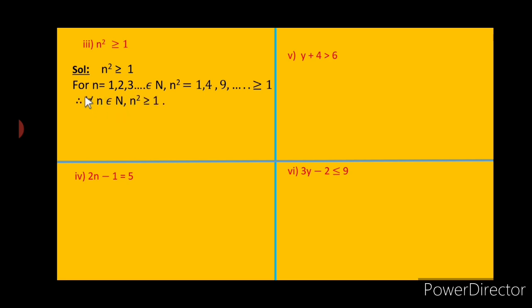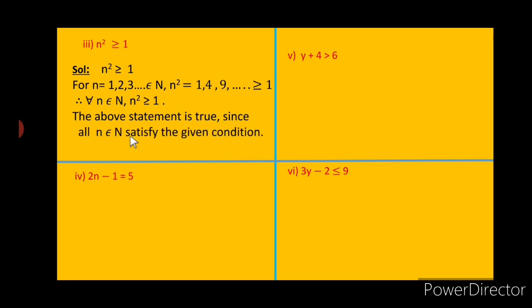So we can use the quantifier for all. So we write for all n belonging to N, n square is greater than or equal to 1. And then the justification. The above statement is true since all n belonging to natural numbers satisfy the given condition. Understood? Now the next one. 2n minus 1 is equal to 5.